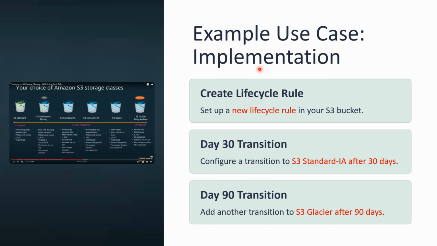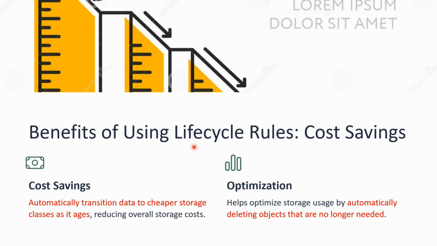Now we will see the implementation of the scenario which we have discussed. First, you have to set up a new lifecycle rule in your S3 bucket. Then configure a transition to S3 Standard IA storage after 30 days. And you have to add another transition to S3 Glacier storage after 90 days. Now we will see the benefits of using lifecycle rules.